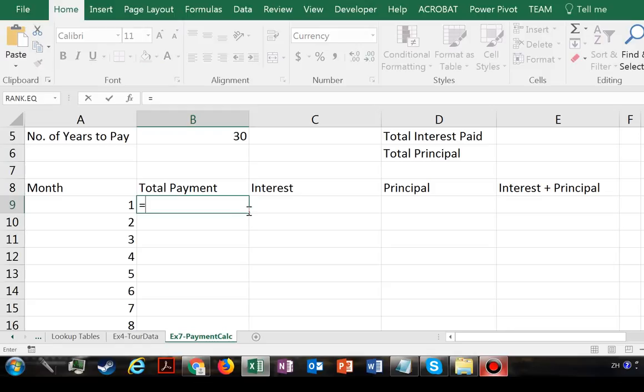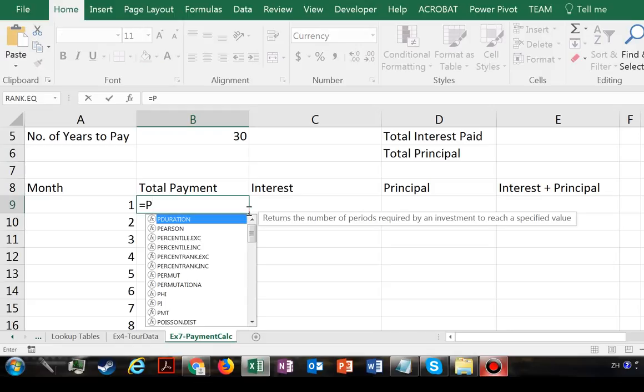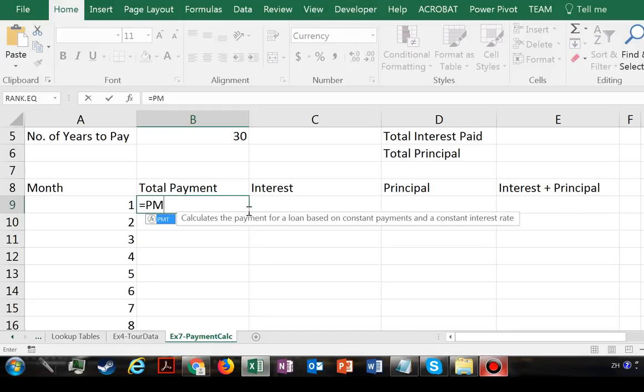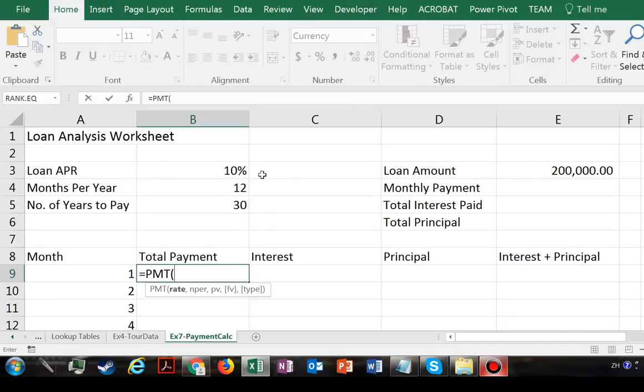So we enter the equal sign, and the function we're going to use is called PMT, payment. It calculates the payment for a loan, assuming that you have constant payments and a constant interest rate per payment period. So our interest rate for the first month is going to be the annual interest rate divided by the number of months. The second argument is the total number of periods to pay off the loan. So that would be number of years times the number of months per year.